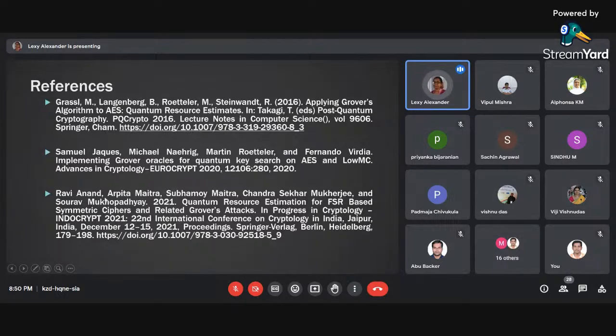And this is by Indian authors Ravi Anand and Arpita Mitra, in IndoCrypt 2021. They gave results for a lightweight cipher, they have taken Grain 128. They studied Grover on it and quantum resource estimations are calculated. Along similar lines you can find other similar ciphers and work out their security. So that's it, my talk today. Thank you.